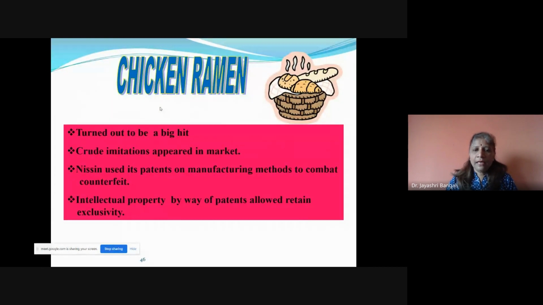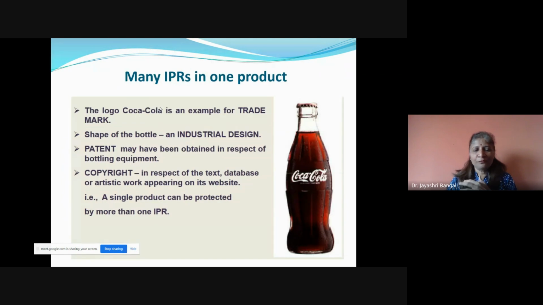It turned out to be a big hit, and crude imitations appeared in the market. So people were copying the thing. They protected their intellectual property by way of a patent, and then they gained a very huge profit, I can say.